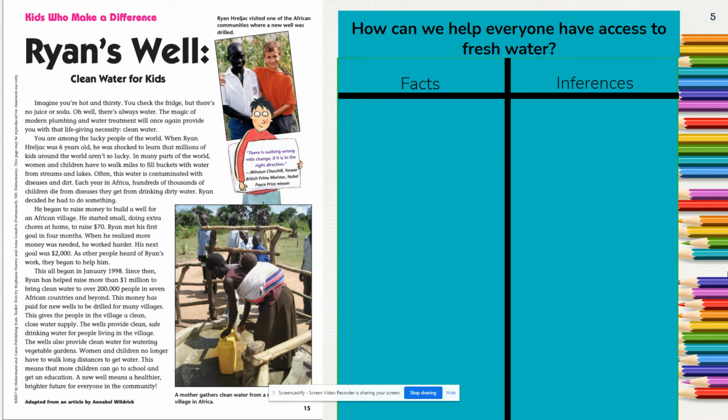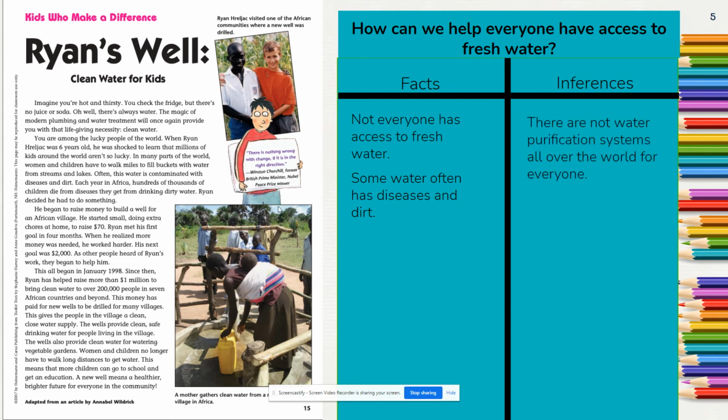They include that not everyone has access to fresh water. This is crazy to me because I thought that everyone had access to fresh water. Another fact that we found is that often water that people have access to is filled with diseases and dirt. I'm a little shocked by that. Oftentimes, where we live, there are whole systems dedicated to the cleaning and purification of water for us to consume or drink. I can infer that there are not water purification systems all over the world for everyone like I thought before.